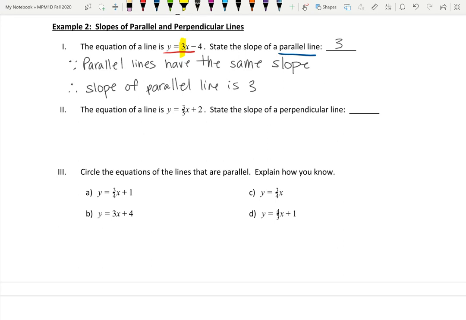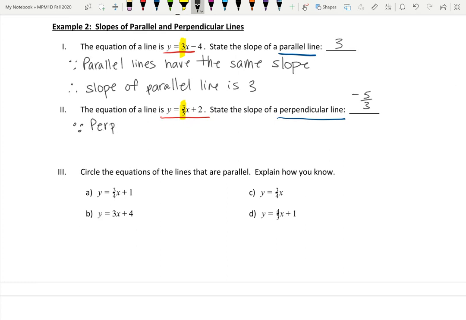The equation of a line is y = 3/5x + 2. State the slope of the perpendicular line. So the second line is perpendicular to the first. The first thing we need to do is identify the slope of the first line: 3/5. Negative reciprocals would be the slope of the perpendicular line. So I'm going to flip the fraction and then change its sign. Again, writing that note down for you.